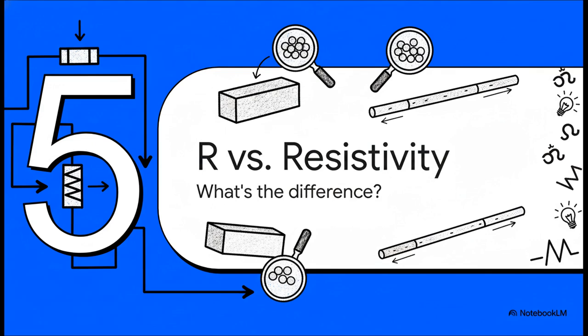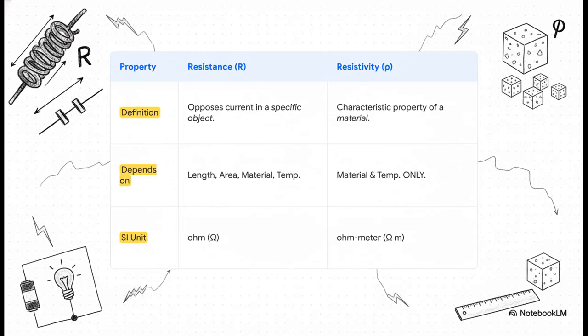Okay, this brings us to a point which often confuses students. What exactly is the difference between resistance and resistivity? They sound so similar, but it's very important to understand that they are two different things. Let's break it down with this table. Look carefully. Resistance, R, is a property of a specific object, like a particular piece of wire you are holding. It depends on that wire's length and thickness.